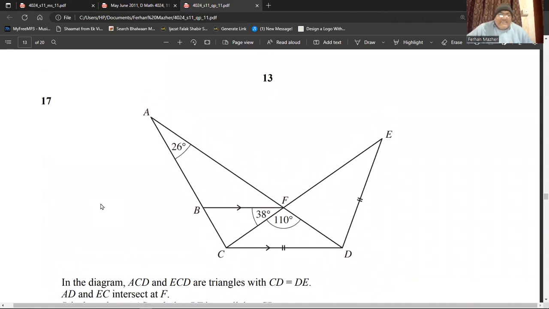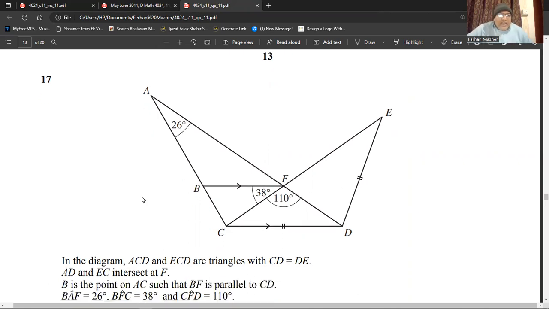Question number 17 is showing up on your screen. He says in the diagram, ACD and ECD are triangles with CD equal to DE. So this CD and the DE are equal to each other. So this triangle CDE is an isosceles triangle. So if this angle is alpha, this angle will also be alpha because the base angles of the isosceles triangle are equal to each other.